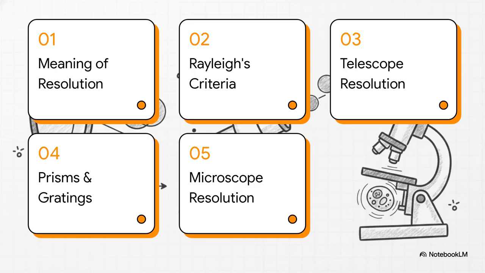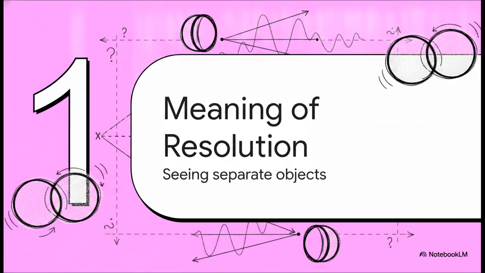To get us there, we're going to hit 5 key steps today. We'll start with the meaning of resolution, then move on to Rayleigh's golden rule, the resolving power of telescopes, prisms and diffraction gratings, and finally, we'll wrap up with the resolving power of microscopes. So let's kick things off with section 1, the meaning of resolution.